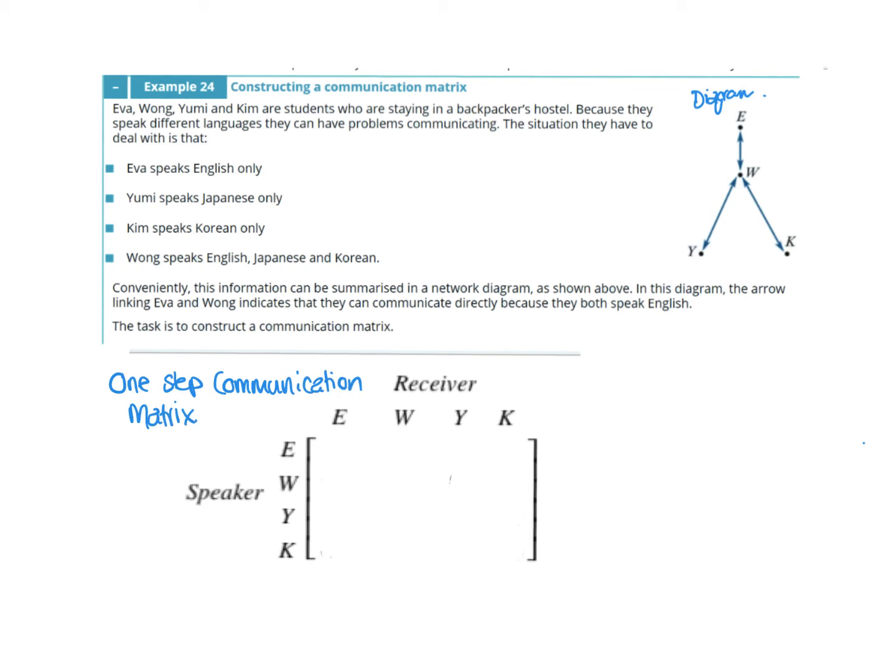All right, so let's go through this. Eva will not talk to herself, but Eva can talk to Wong, but cannot directly talk to Yummy and Kim. Wong can talk to Eva, won't talk to themselves, and can also talk to Yummy and Kim. Yummy cannot talk to Eva, can talk to Wong, won't talk to themselves, and can't talk to Kim. Kim cannot talk to Eva, can talk to Wong, can't talk to themselves, and like that.